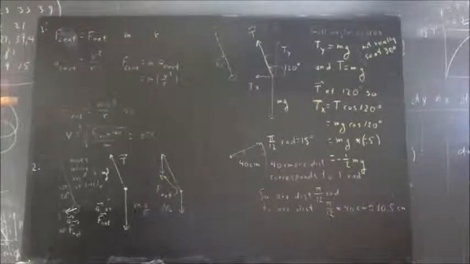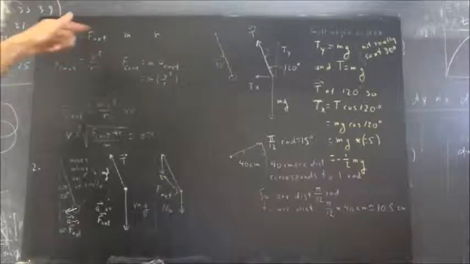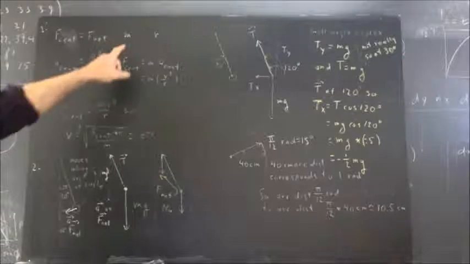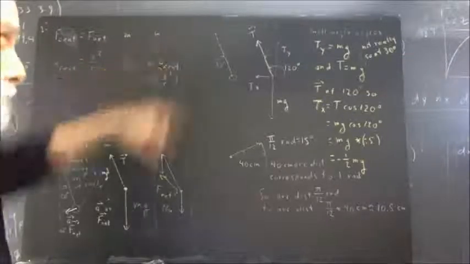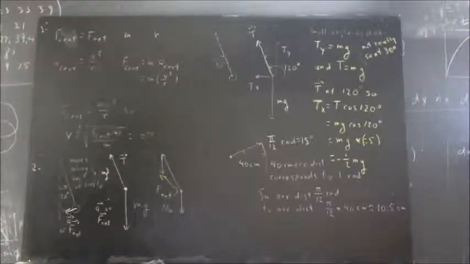In the first problem, we're given the centripetal force acting on an object moving in a circle in a plane. That force is therefore the net force. We're given the mass of the object, and we're given the radius of the circle. From this information, what can we determine?